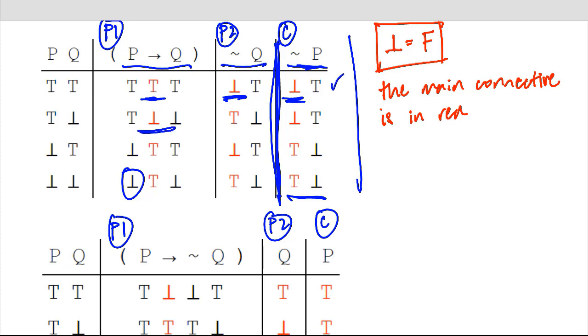Here again, this premise is false, true, and false, so that's a good line. True, false, again, that's a good line. And here, both of the premises are true, and the conclusion is true, so that's a good line. So this argument has no bad lines. Every line is a good line, so this argument is valid.